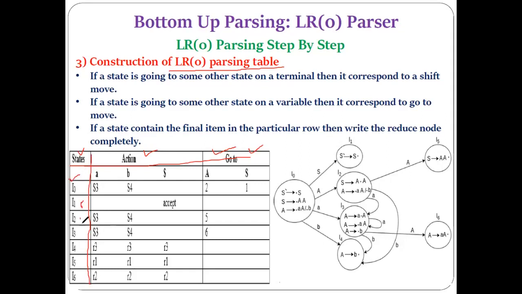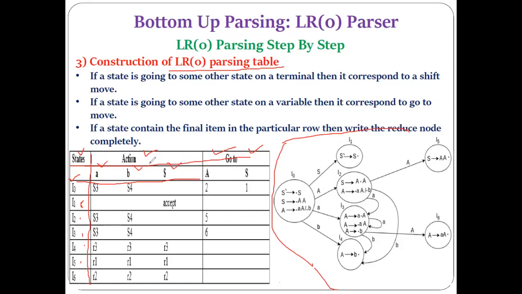Now in the state column, from the canonical collection of items, you have to write down the states first: I0, I1, I2, I3, I4, I5, I6. Whatever states are generated in this canonical collection, you have to put down in the state column. Then how to fill the action and the goto part? Under the action column, you have to mention all the terminal symbols which are present. Now in our grammar, which terminal symbols are present? You can see A, B, and the dollar. By default, you have to mention dollar because dollar indicates the end of the particular string.